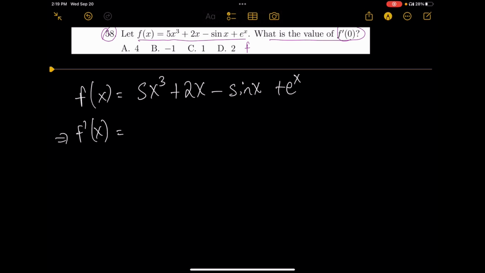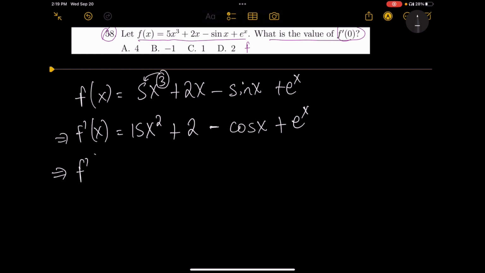F derivative of x is, the 3 comes down, right? 5 times 3, that will be 15x squared plus 2 times x derivative, 2, minus sin x derivative, sin of x derivative is cosine of x, e to the power of x derivative is e to the power of x itself.